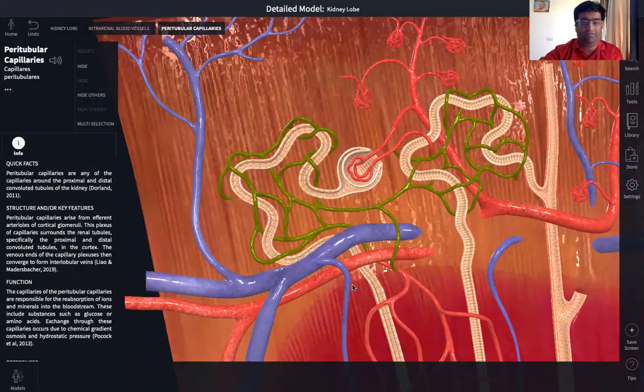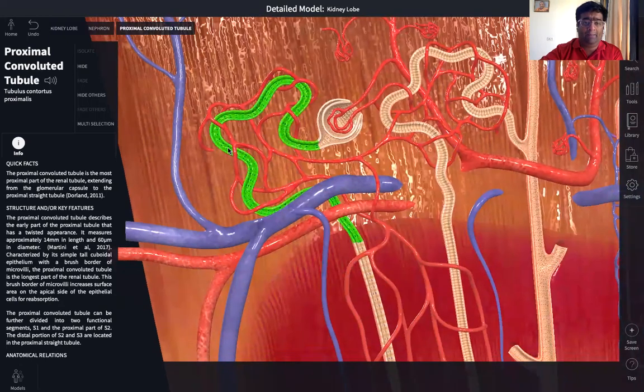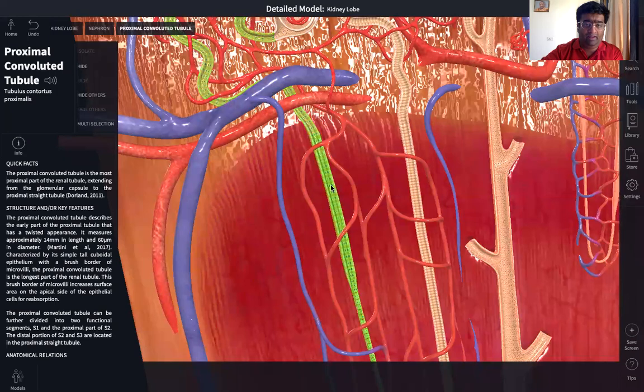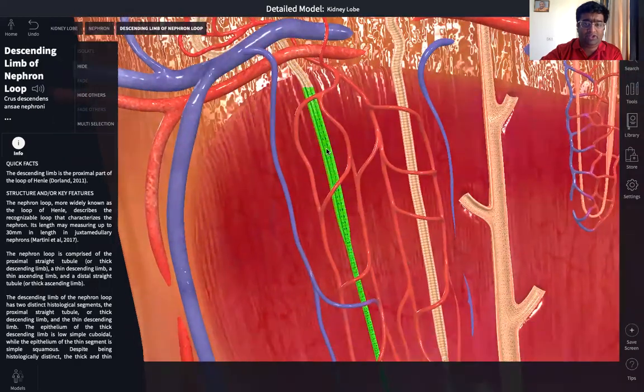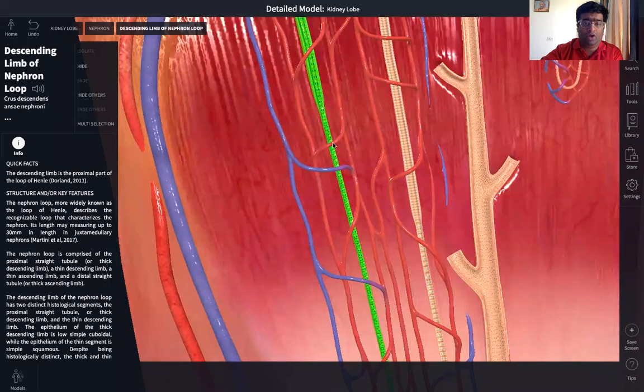Coming back to the process of urine formation. So as the filtrate passes through the PCT, nearly 75% of the water is reabsorbed back into the peritubular capillaries from the PCT itself, along with a lot of nutrients and ions. Now, as that filtrate enters the descending limb of the loop of Henle, you can see here the descending limb is initially thick, and as we move down, it becomes thinner. Now, this descending limb of the loop of Henle is permeable to water, but not to ions. So only water is reabsorbed.